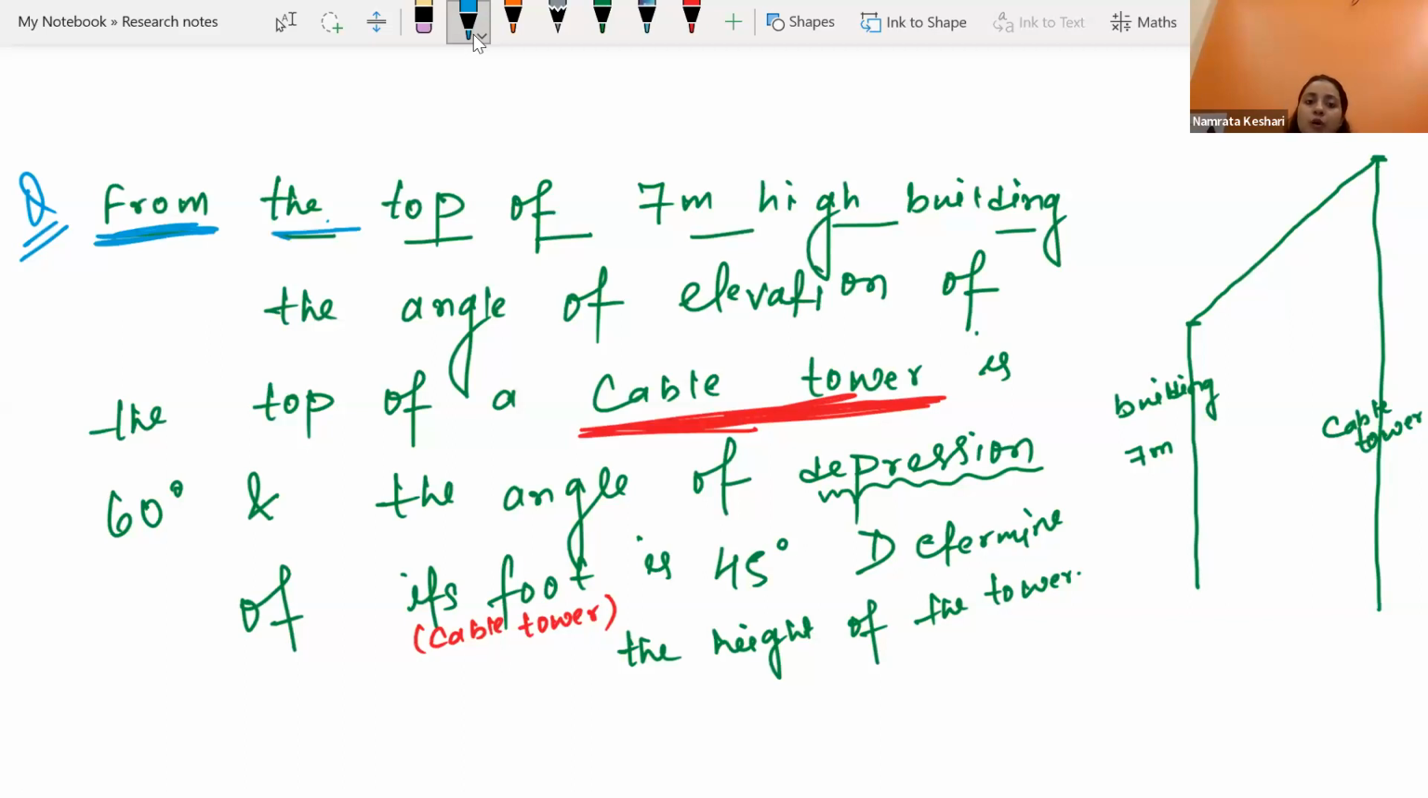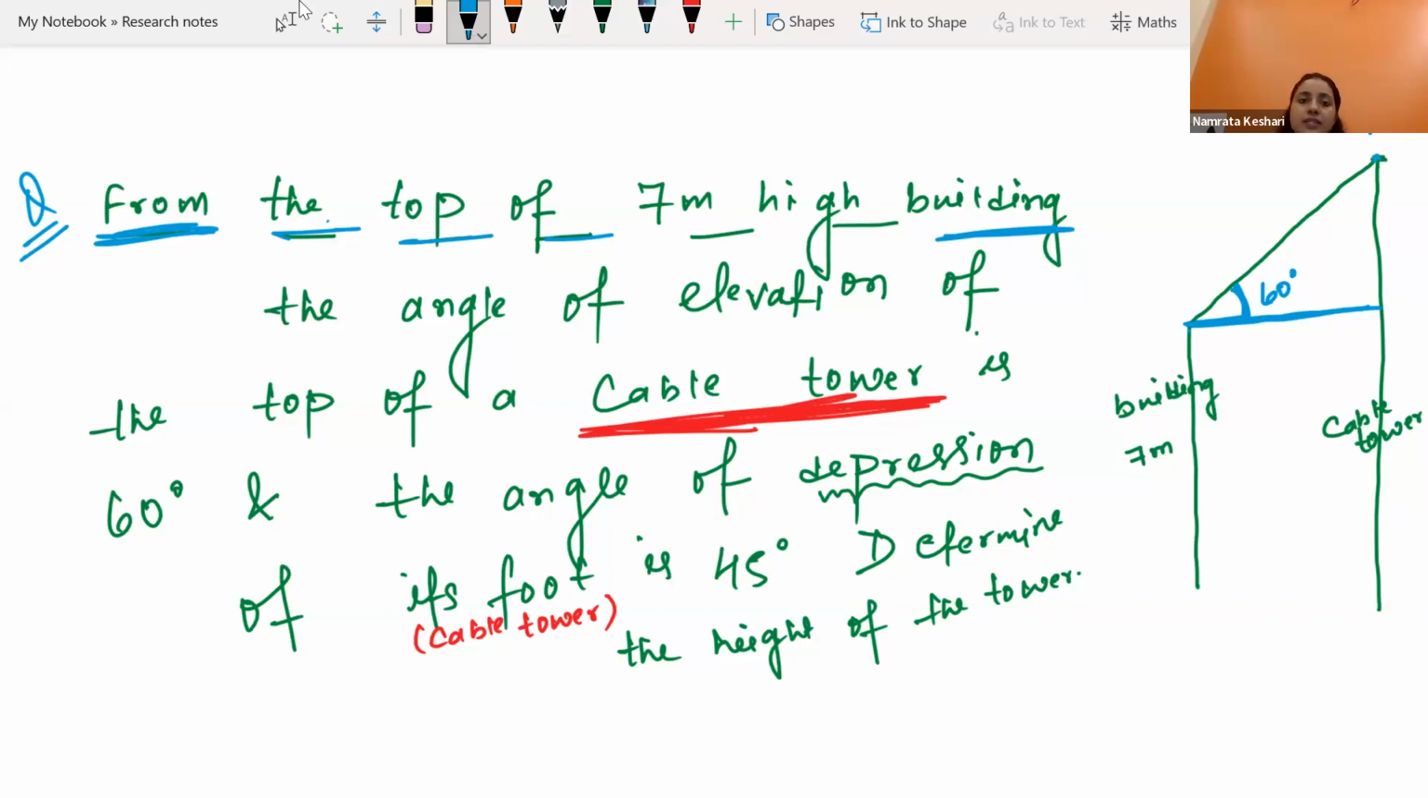From the top of the building, that means from the building to the top of the cable tower, angle of elevation is getting created. Now you understand angle of elevation means we have to draw a horizontal line, right? Over here. And this angle will be the angle of elevation, right? So far, is it clear to everyone? There is a building, there is a cable tower. From the top of the building to the top of the tower, angle of elevation is 60 degrees. Is it crystal clear so far? Yes, ma'am.